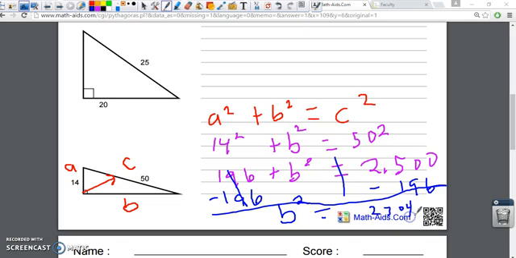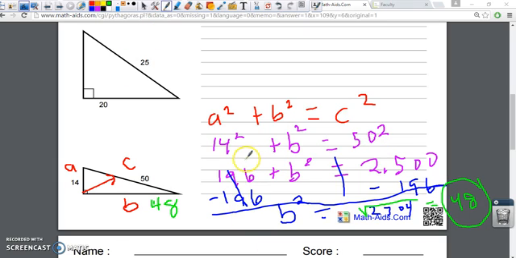My answer is going to be 2,304. But remember, you got to find the square root of that. You got to find the square root of everything. That's the last thing that you do. So if I find the square root of 2,304, my answer will be 48. So B's final answer is 48. So this is 48. Okay?